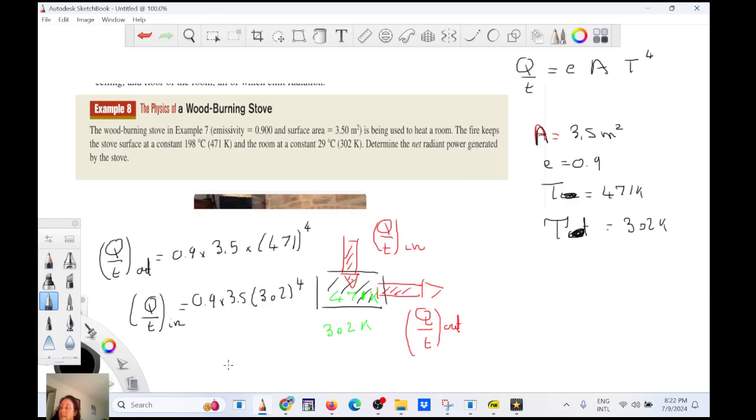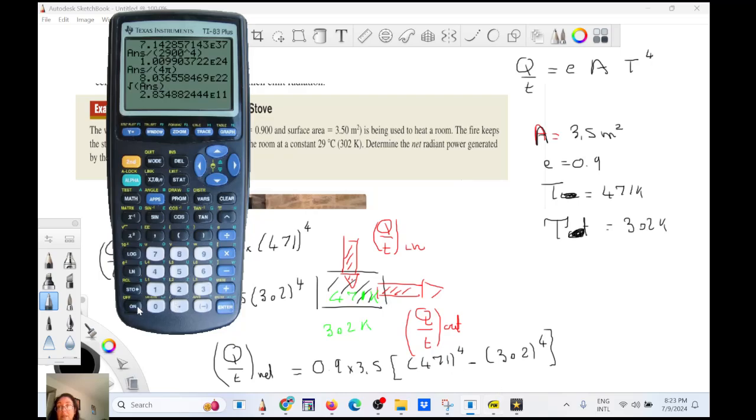Now we can see that the net power will be out minus in, so it's going to be 0.9 times 3.5. You can factor out, so it's going to be 471 to the fourth power minus 302 to the fourth power. And the unit will be in watts. So you can try to do that. So 471 raised to the fourth power, minus 302 to the fourth power.